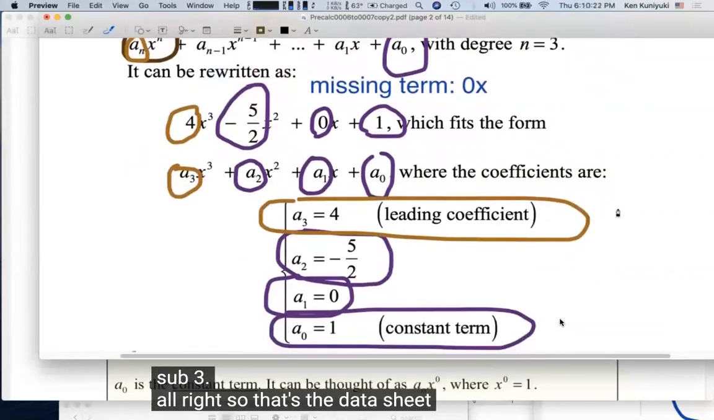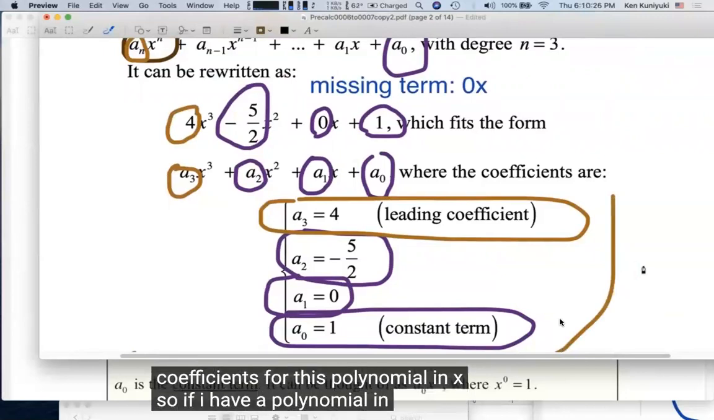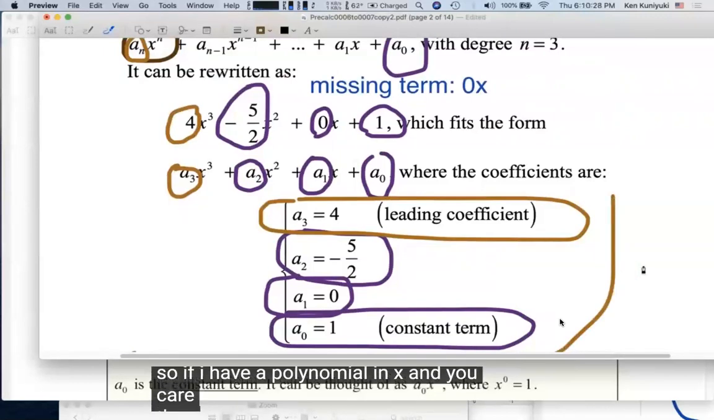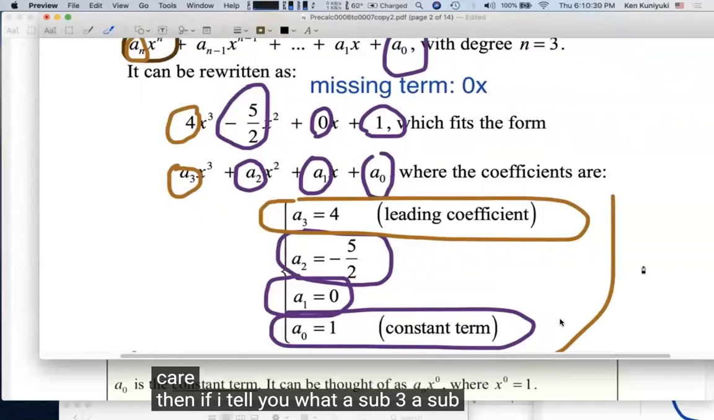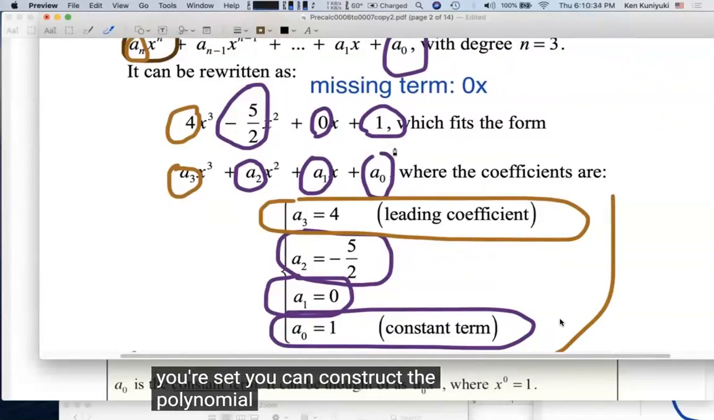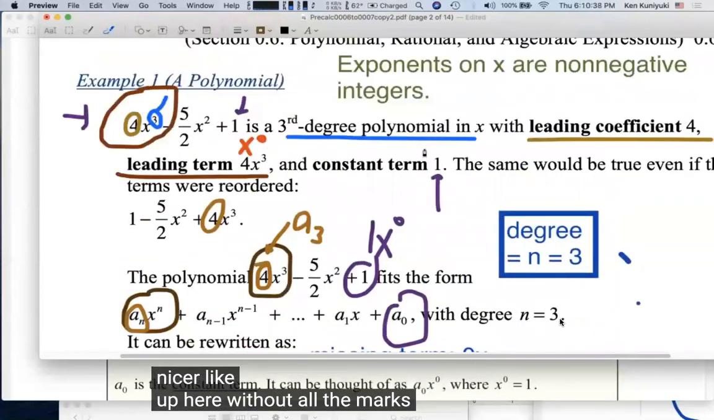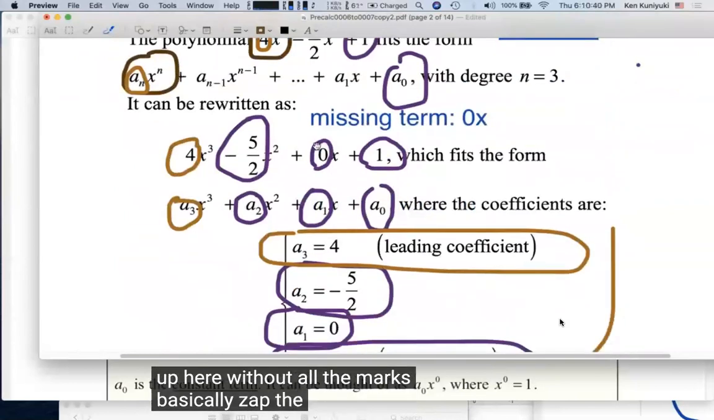So that's the data sheet of coefficients for this polynomial in x. So if I have a polynomial in x and you care, then if I tell you what a sub 3, a sub 2, a sub 1, and a sub 0 are, you're set. You can construct the polynomial and make it look a little bit nicer, like up here, without all the marks. Basically zap the missing term.